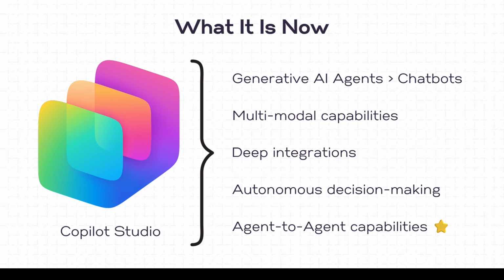So the first point is generative AI agents over chatbots. Now, instead of just responding to questions, AI agents can take actions and make decisions completely autonomously. We also have multimodal capabilities. These agents can understand text, voice, images, and documents, and can link up to different knowledge sources all across your business.